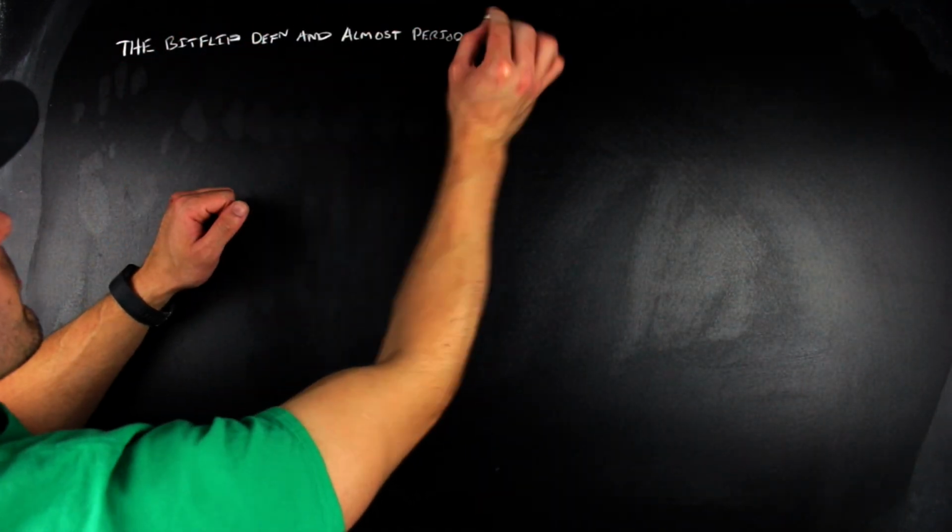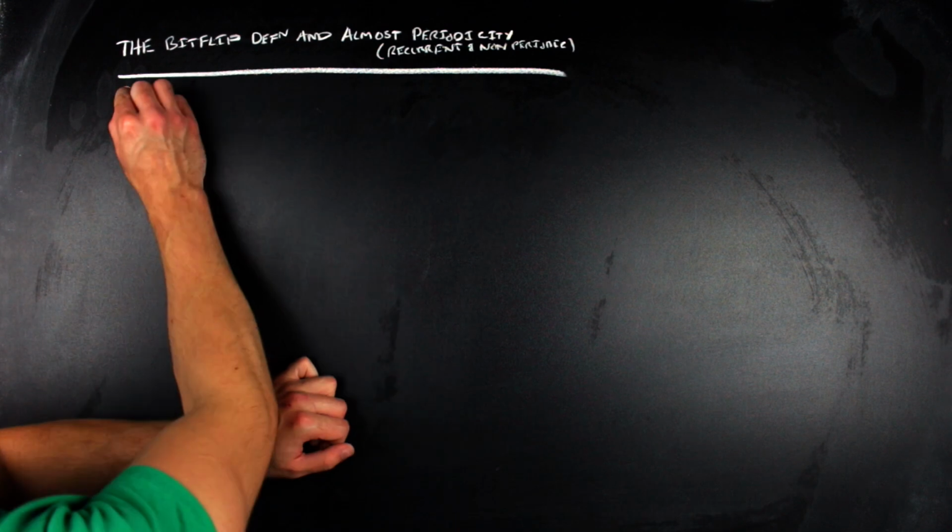So to get at this bit flip definition and the almost periodic property, which is this recurrent but not periodic property of the sequence, we first recall the recursive definition of the sequence. So m sub 0 is equal to 0, and m sub n is equal to m sub 2n, which is explicitly not equal to m sub 2n plus 1.